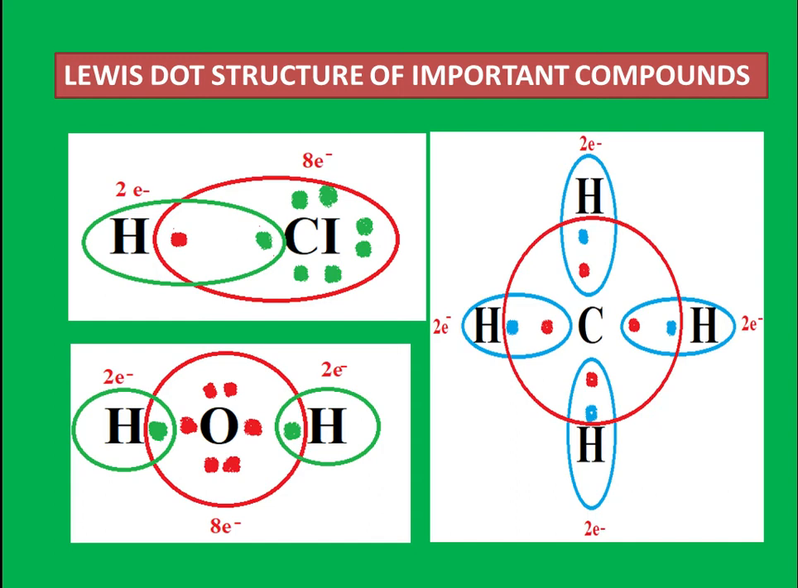Now the third example is methane, a major greenhouse gas. You can see here the central atom is carbon. First write the valence electrons of this carbon. These are 4, and each hydrogen has one. You can see here why this carbon is combined with only 4 hydrogens: it requires 4 electrons to complete its octet. That's why it combines with 4 hydrogens with the help of covalent bonds.